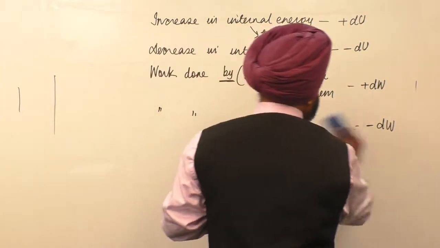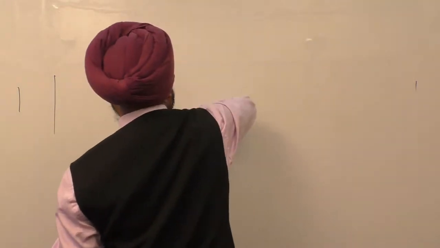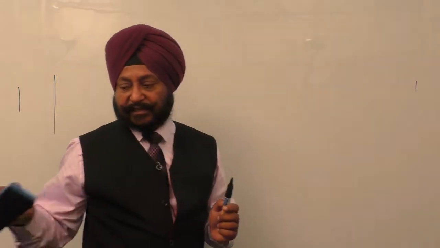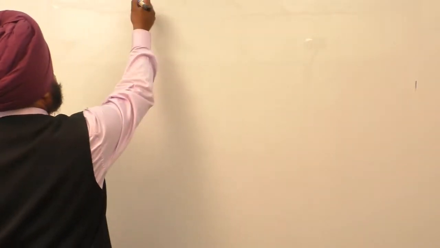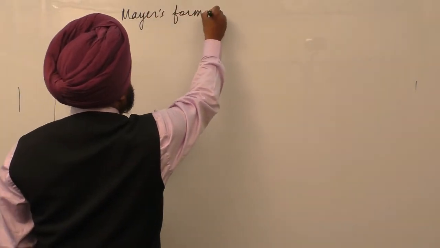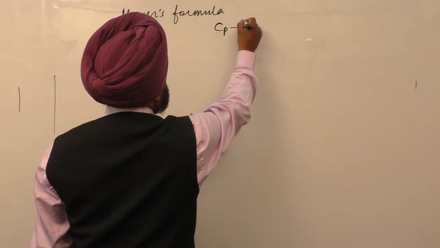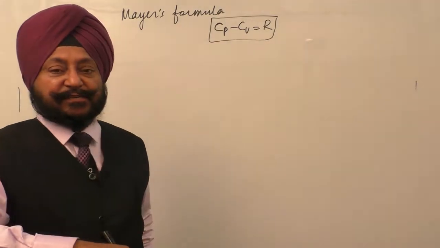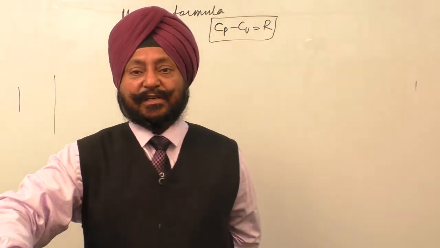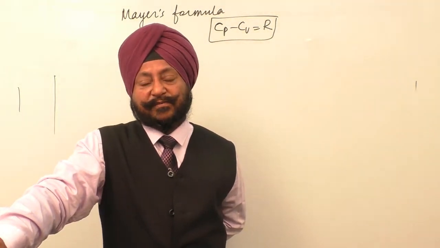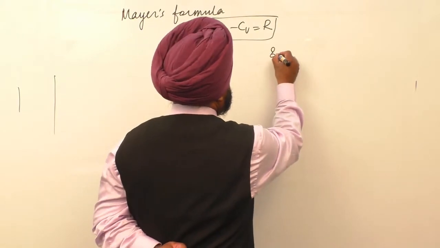Now these conventions we have to utilize whenever we solve any numerical problem, or whenever we talk about some graph from where we are trying to find out the work done, whether it is positive or negative. Now there are two applications of the first law of thermodynamics. The first one is called Mayer's formula. In Mayer's formula, we simply have to show that Cp minus Cv is equal to R, where Cp is the molar specific heat at constant pressure, and Cv is the molar specific heat at constant volume, and the difference has to be shown equal to R, where R is called the gas constant. It is 8.3.